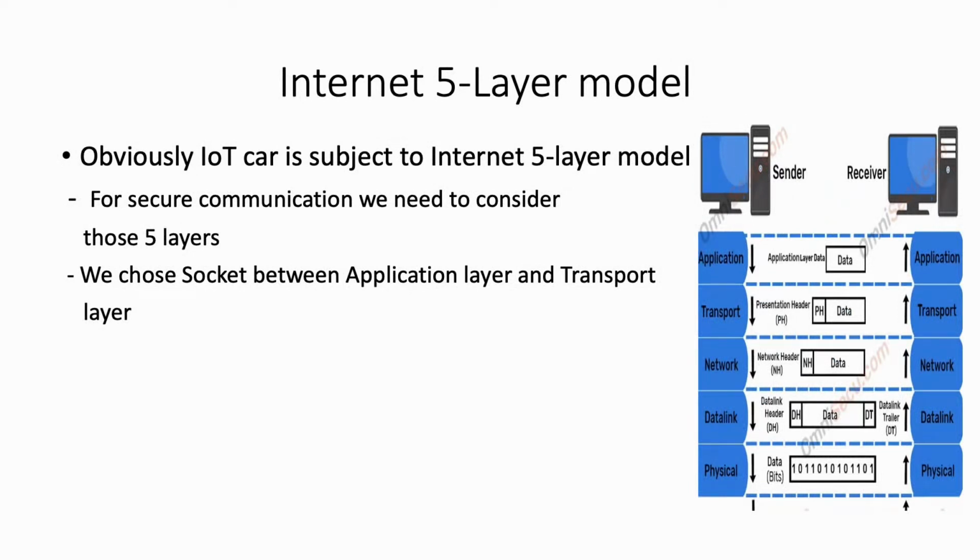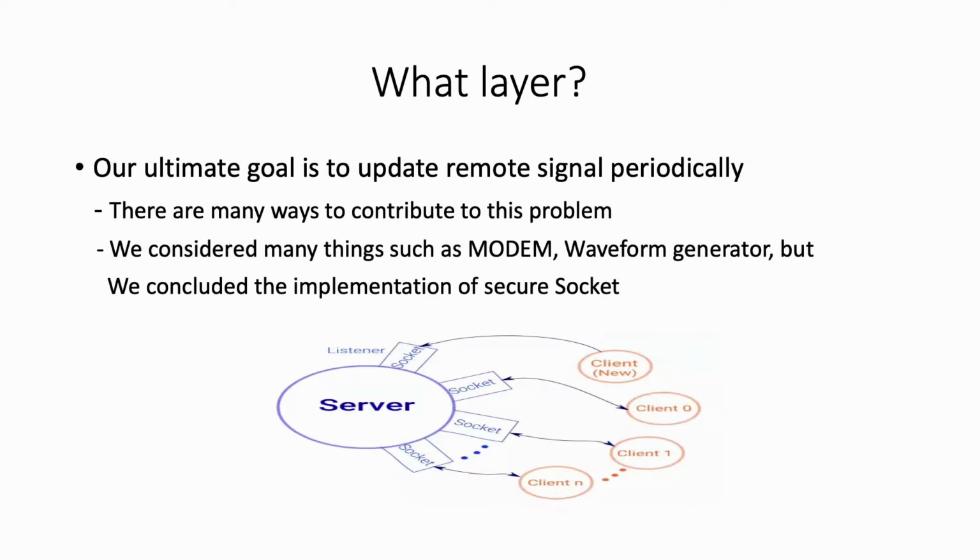IoT is Internet of Things. That is, an IoT car is also subject to the Internet 5-layer model. To implement secure communication, we should consider those 5 layers. Among these, we chose the socket between the application layer and the transport layer. Our ultimate goal is to update the remote signal periodically, so we can prevent car theft.